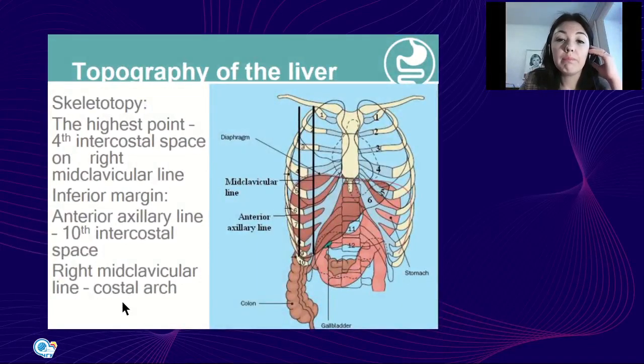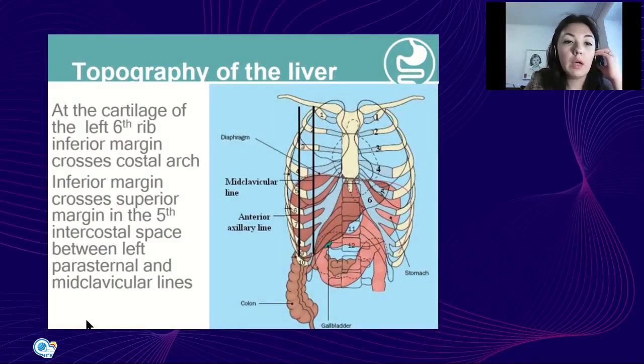Topography of the liver should be known because enlargement of the liver will reflect any pathologies in it. So we know that the highest point of the liver is located in the fourth intercostal space in the right midclavicular line. And the lowest point of the inferior margin is located in the 10th intercostal space in the anterior axillary line, and in the right midclavicular line, the inferior margin crosses the right costal arch.